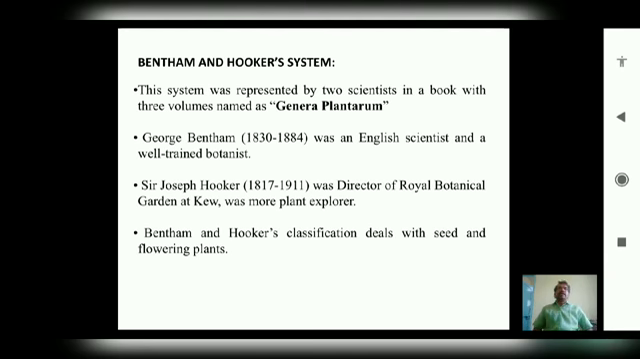Well, this system of classification was presented in a 3-volumed book called Genera Plantarum. George Bentham was a self-trained botanist, whereas Hooker was a director of Botanical Garden and he was mainly a plant explorer. So both provided a classification which deals with the seed and flowering plants.